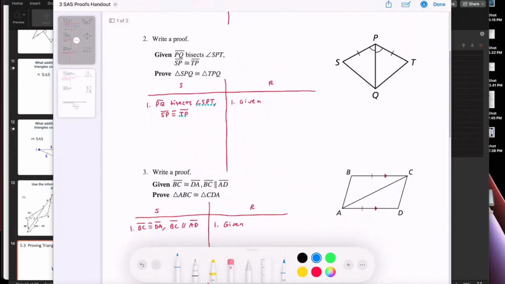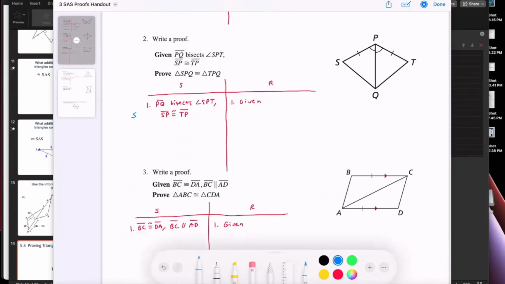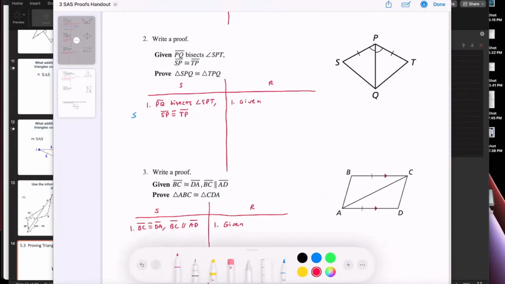Okay, looking at number two. If I look at my givens, we only have one congruent statement there, right? And these are segments, so this is a pair of sides. So we only have the one side here. So we're going to need two additional congruent statements for this proof. Okay, so if I look at my diagram, we have this side and this side. Okay, so that's the given.